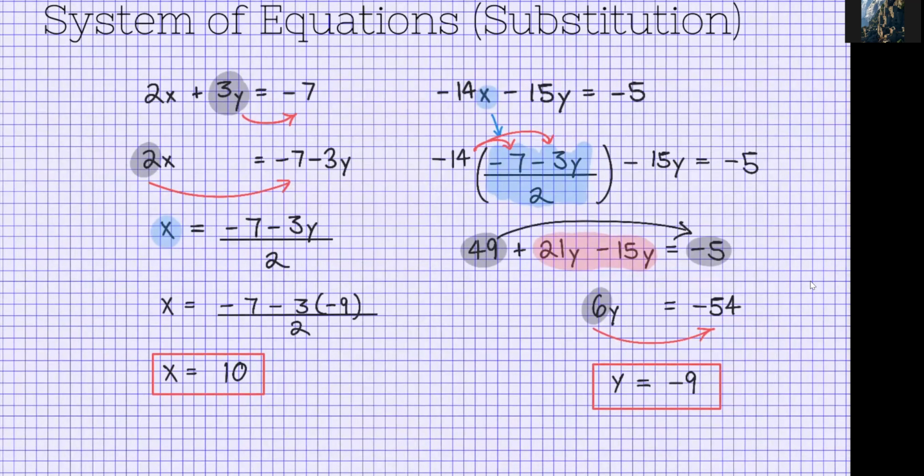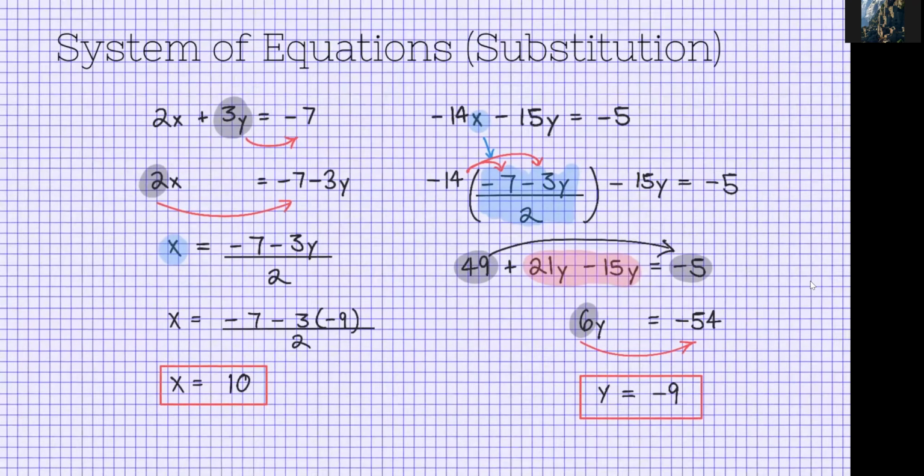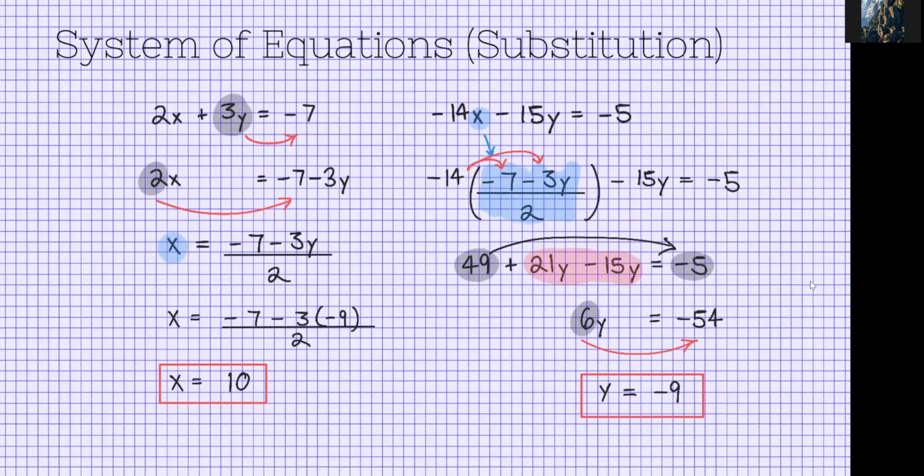Now we have the coordinates for the intersection point at which these two lines cross each other. So this is how you solve a system of equations by the method of substitution.